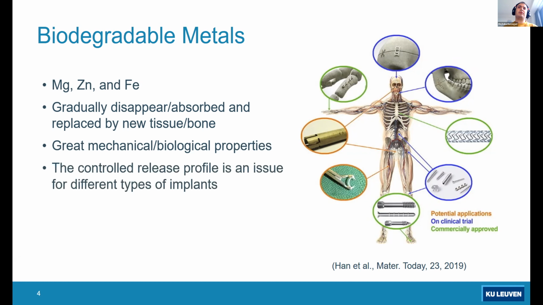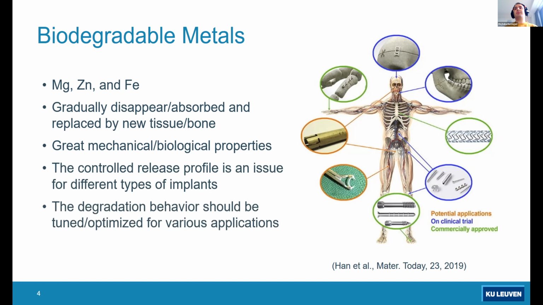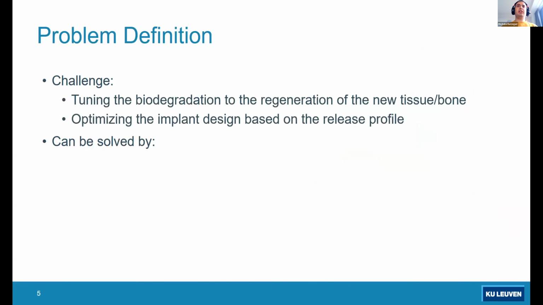But still the problem is the release profile. The rate of the biodegradation and the way that the materials are released to the body should be tuned and adapted to the specific application, based on the various applications that they might have. So the basic question that this research is trying to address is tuning the biodegradation properties to the regeneration of new bone in tissue engineering, let's say, in biomedical engineering, and also optimizing the implant design based on the release profile, so everything virtually.